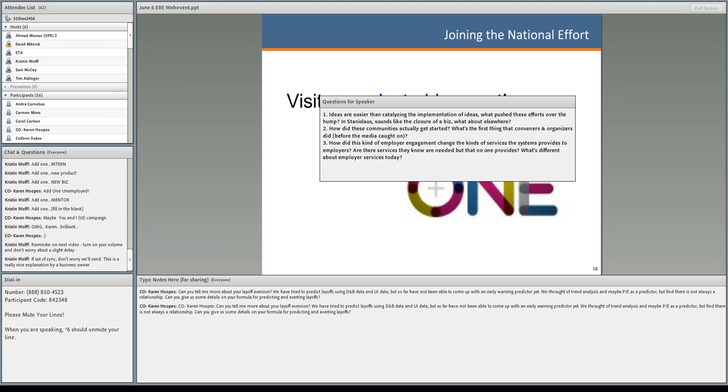Great. So Tim, as you know, one of the results of catalytic work is that it really can inform the system of new emerging ideas coming out of the activities. So how did this kind of employer engagement change the kind of services the system provides to employers? Did it have any impact there?